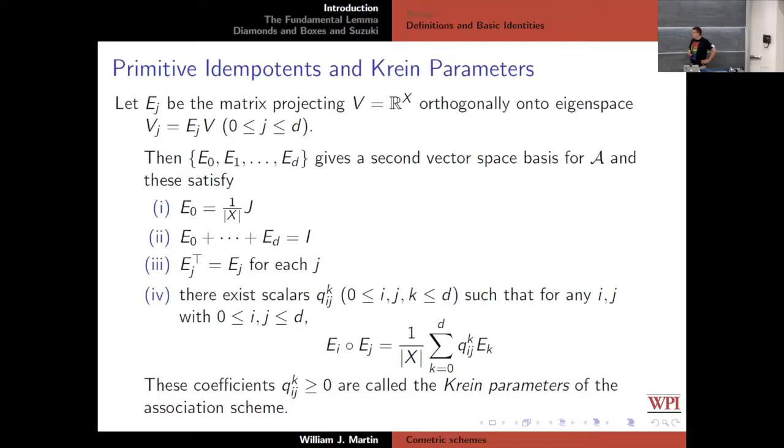They're symmetric matrices, and because the vector space is closed under entry-wise multiplication, the entry-wise product of Ei and Ej is some linear combination of the Ek's, and these non-negative real numbers are called the Krein parameters. And I'm particularly focused on those Krein parameters.